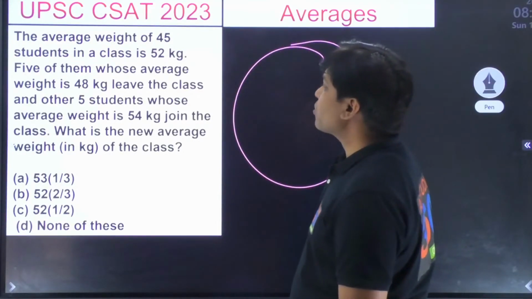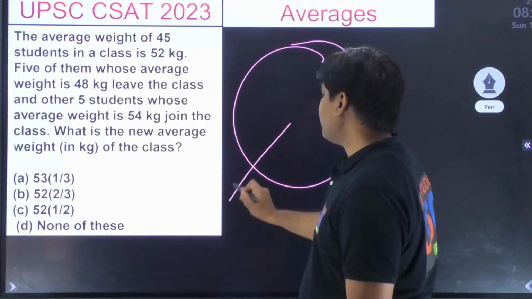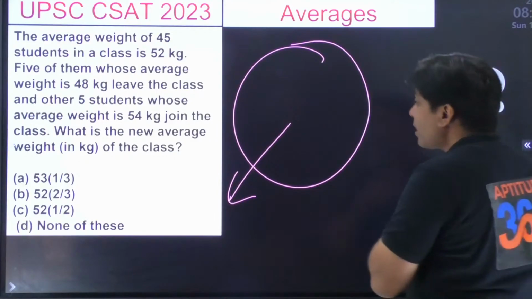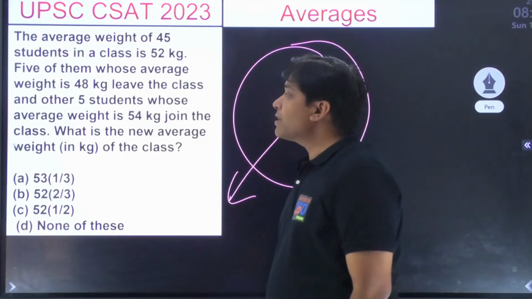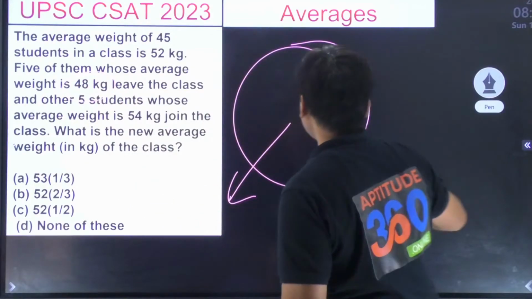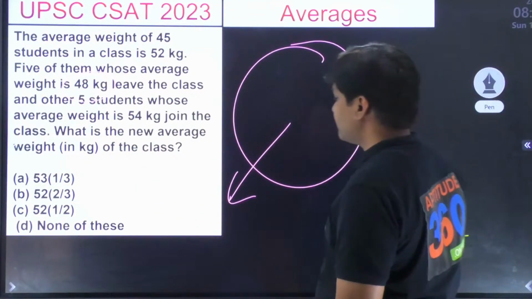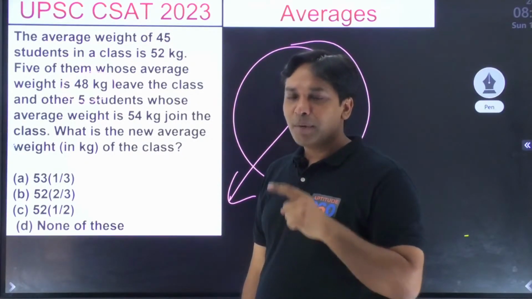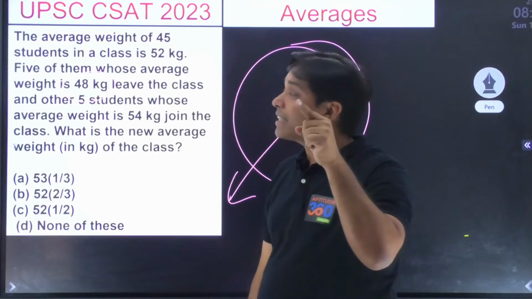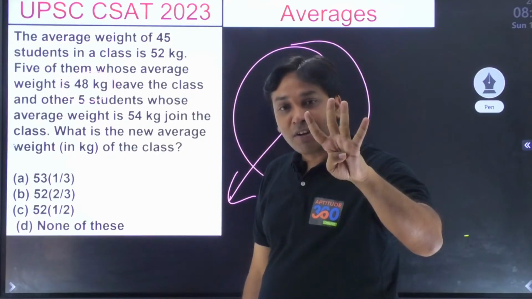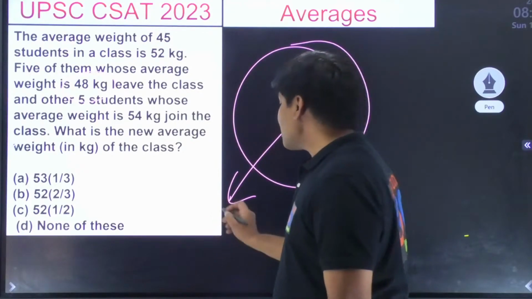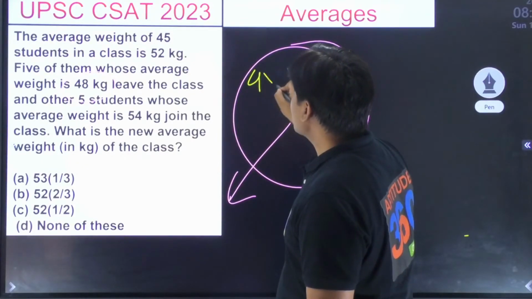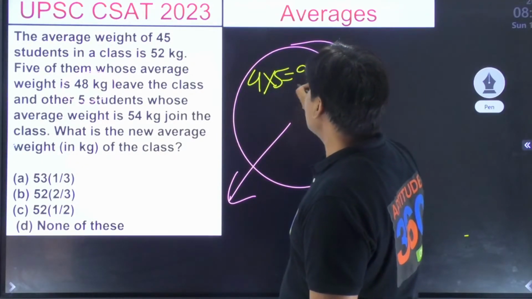Average weight of 45 students in the class is 52. 5 of them are going out, and their average is 48. If they were average, they should have taken 52 per person, but they are taking out 48 kilogram per person, so they are leaving 4 kilogram per person, right? So what is the total? Because of their leaving, 4 into 5, 20 kilogram extra has come.